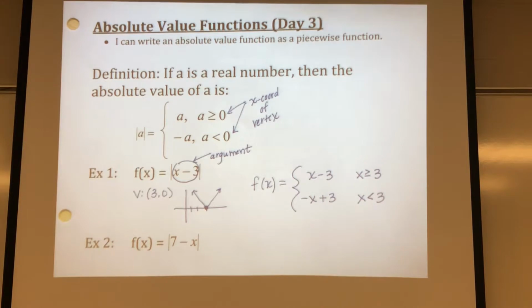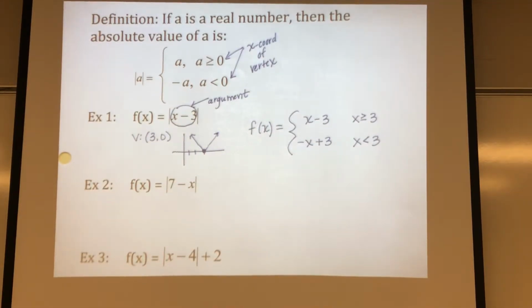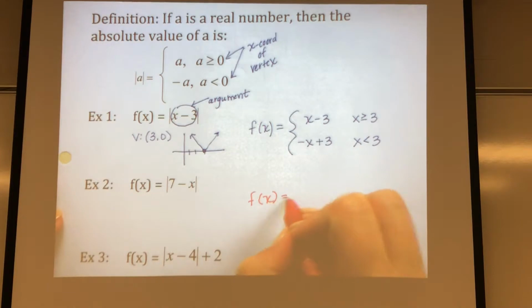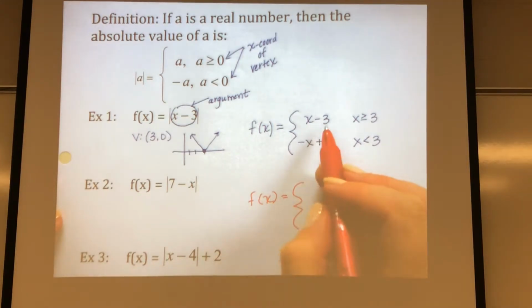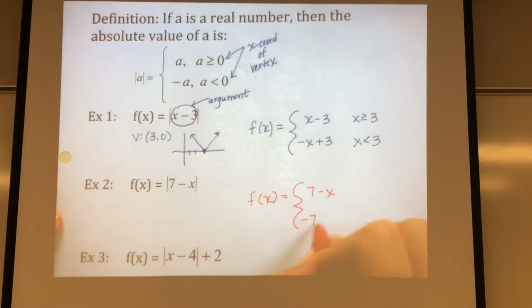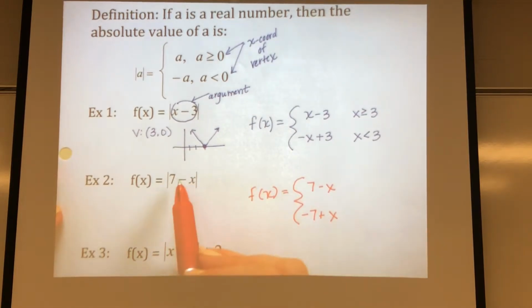Okay? Now, sometimes they start moving things around in the argument, and it gets a little bit trickier. We still have our f of x here. We still want our first expression to be what the argument is, 7 minus x. We still want the second one to be the opposite, negative 7 plus x. But this part is going to be a little different because we had some transformations that happened.